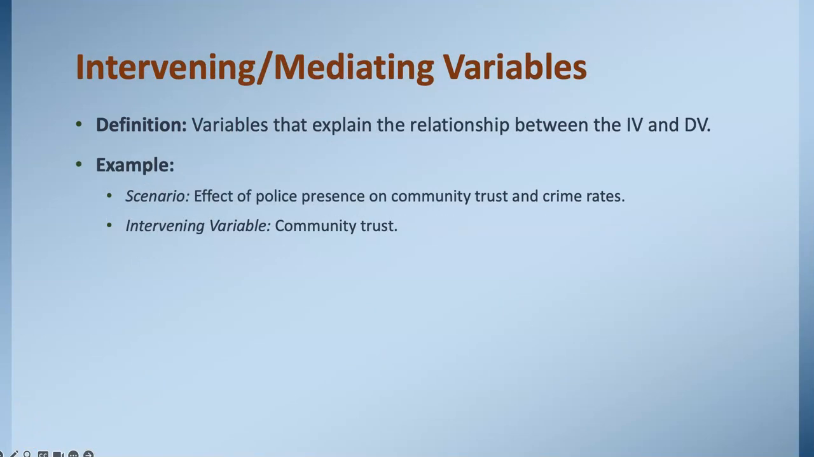So let's now talk about intervening or mediating variables. These are variables that provide a link or can explain the relationship between the independent and the dependent variable. In the police presence and crime rate study, community trust might be an intervening variable. Maybe a higher police presence increases the trust in the community, which in turn might decrease crime rates. That makes it an intervening or mediating variable, because it's impacted through both of them.